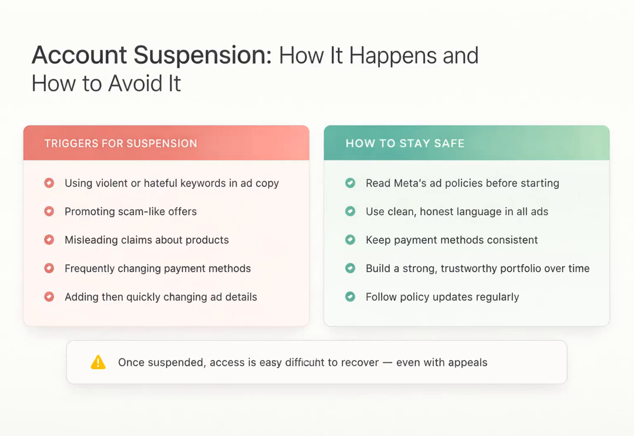Let's talk specifically about account suspension, because this is something the instructor has seen happen even to people in their own circle. The triggers are more common than you'd think. Using certain keywords related to violence or hate, even unintentionally, can get your account flagged and suspended immediately. Promoting anything that looks like a scam or making misleading claims will also trigger a suspension. But here's one that surprises people. Frequently changing your payment method or editing your ad details right after adding them can also flag your account. Meta's system interprets that as potential fraud. The solution is to be consistent, be honest, follow the policies strictly, and build your account's trust over time.